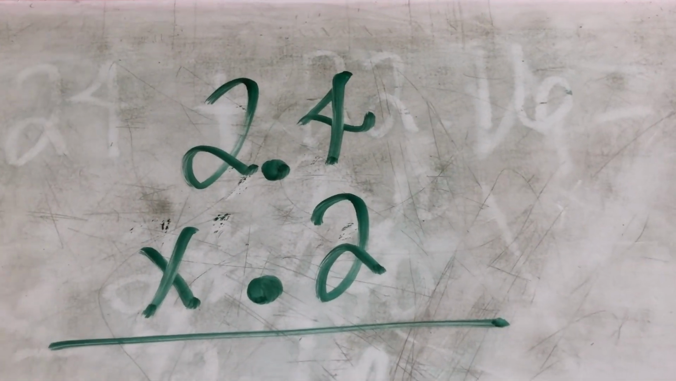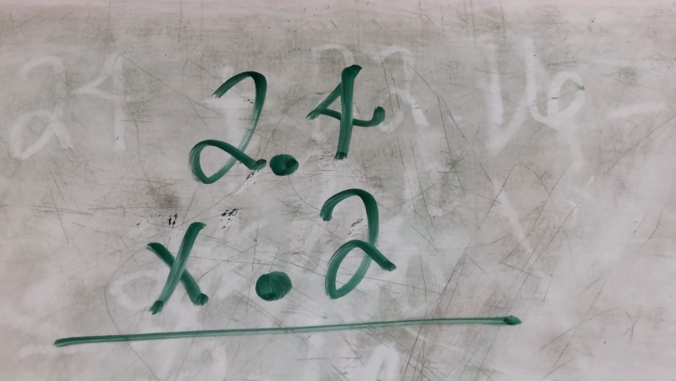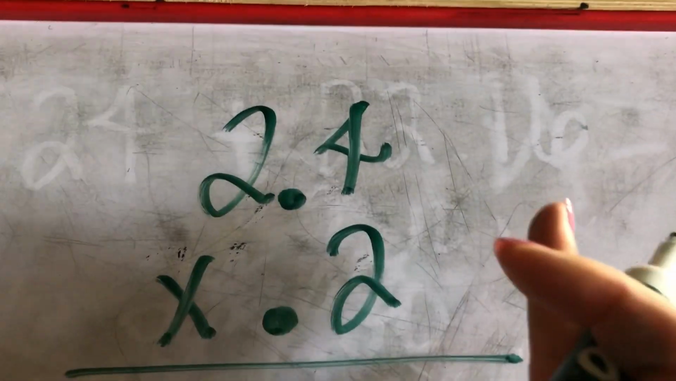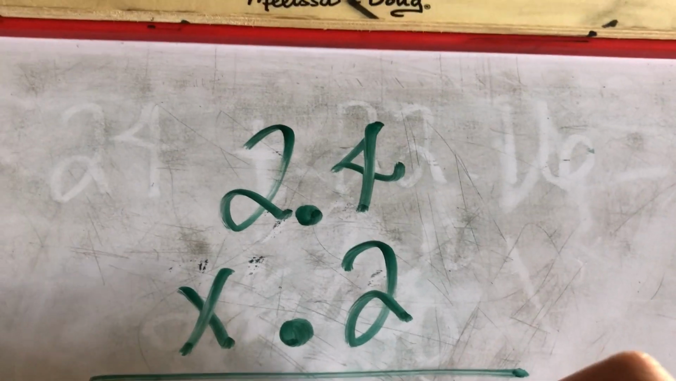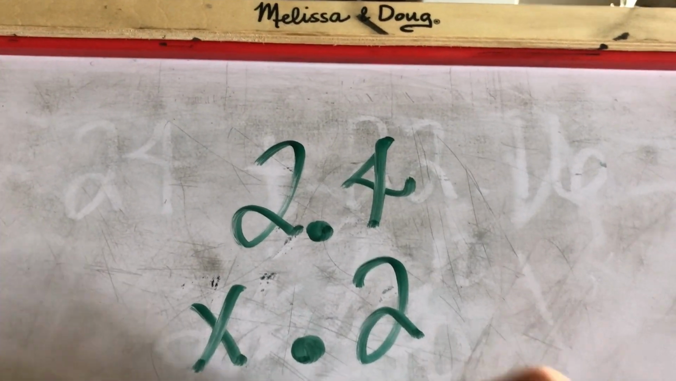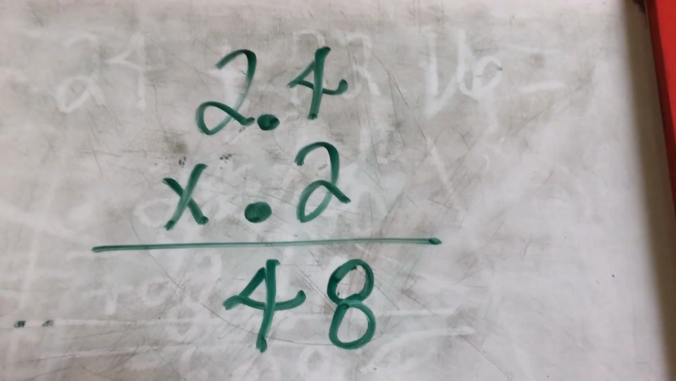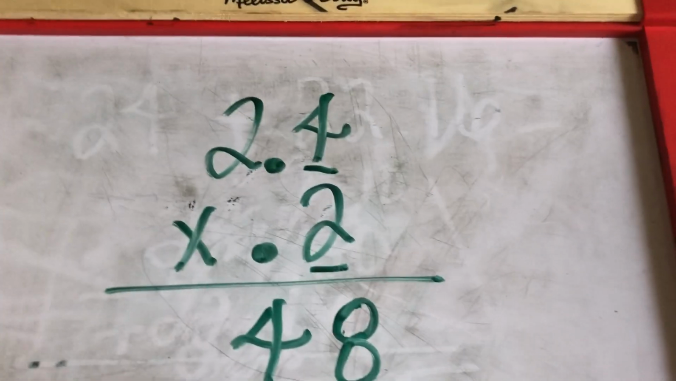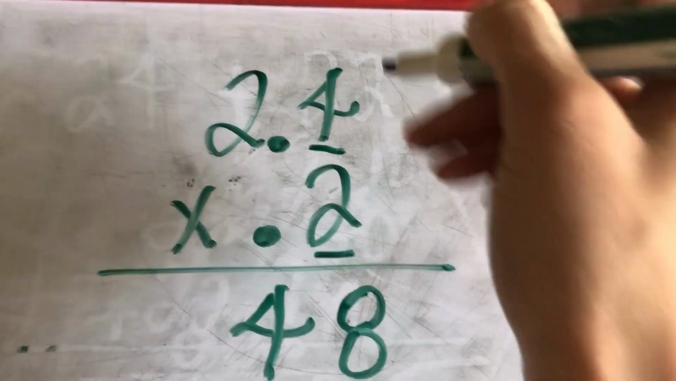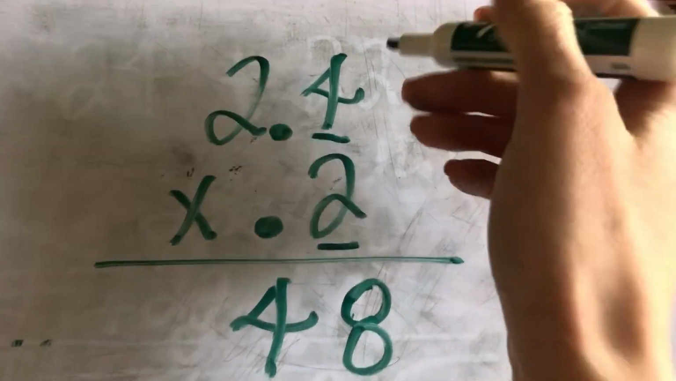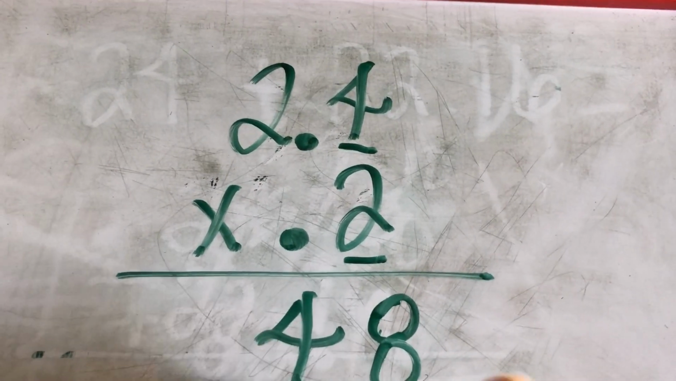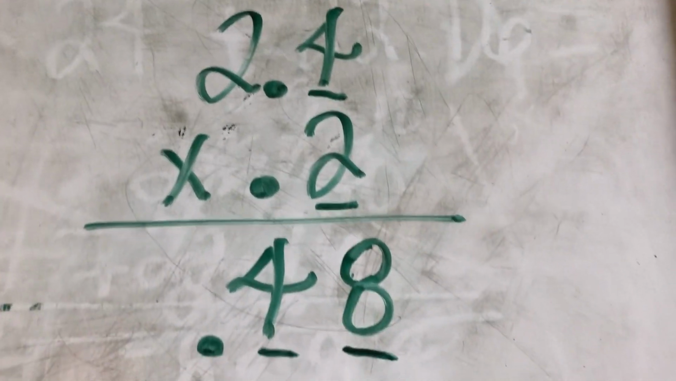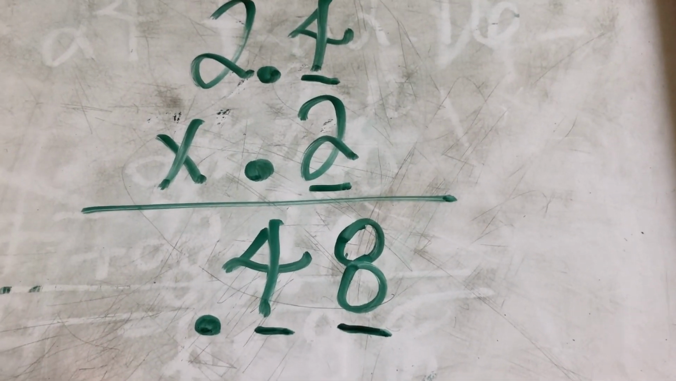Our rule when we're multiplying decimals is to multiply just like normal. We're gonna line everything to the right and multiply just like normal. And then I'm gonna count the digits behind my decimal in my answer. So I have 2 digits behind the decimal in my problem, and that means I need 2 digits behind the decimal in my answer.